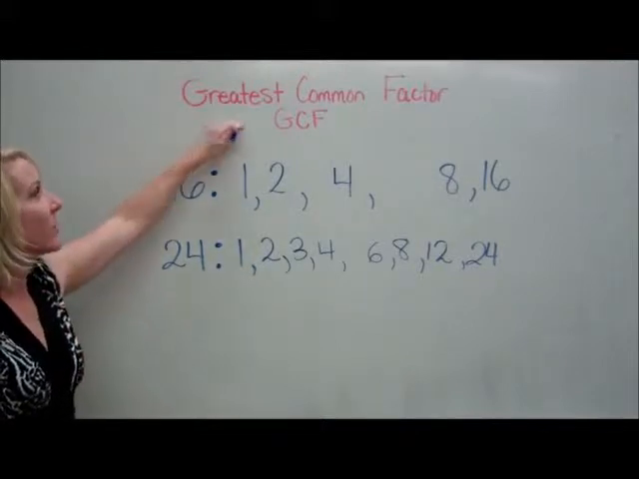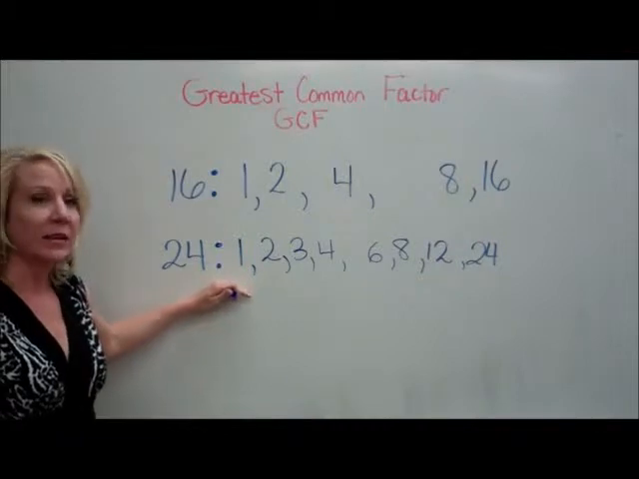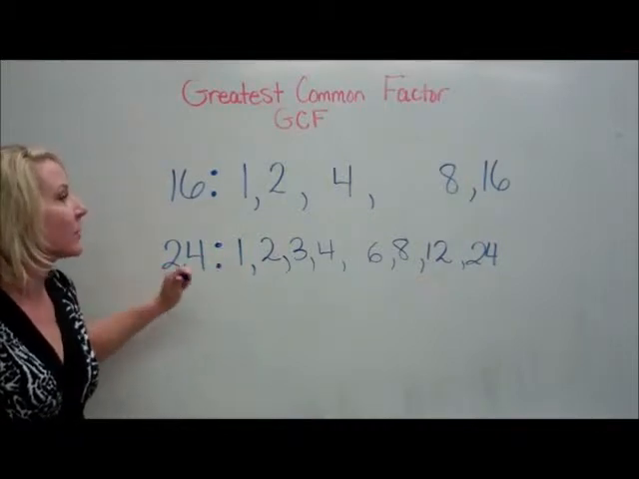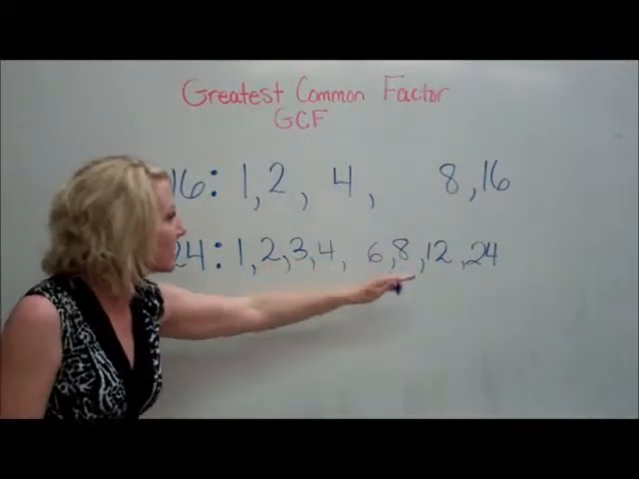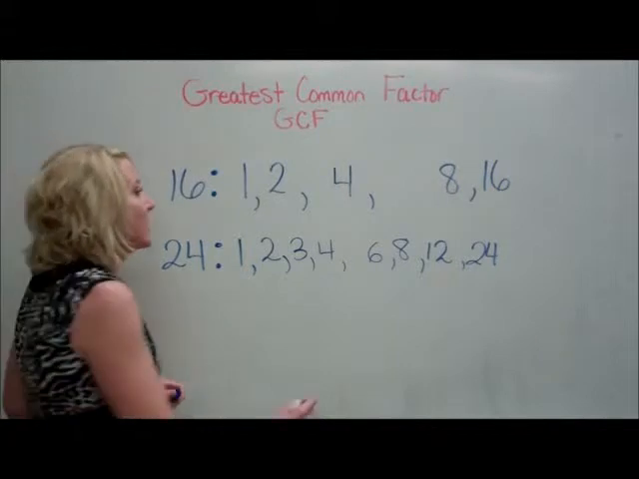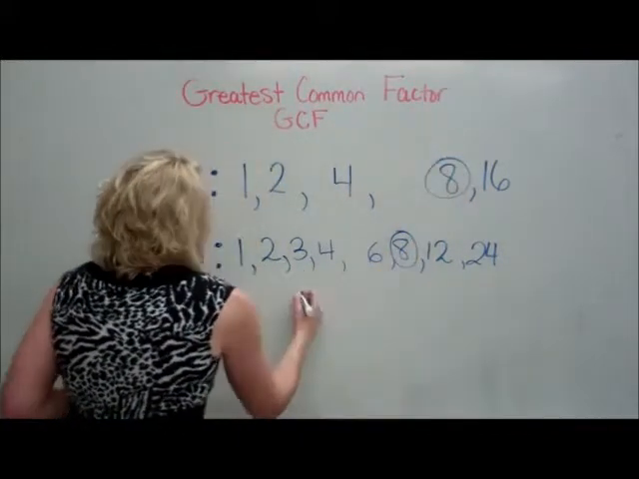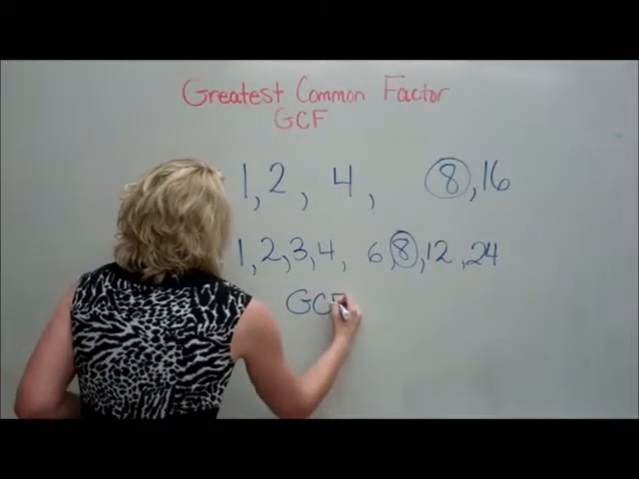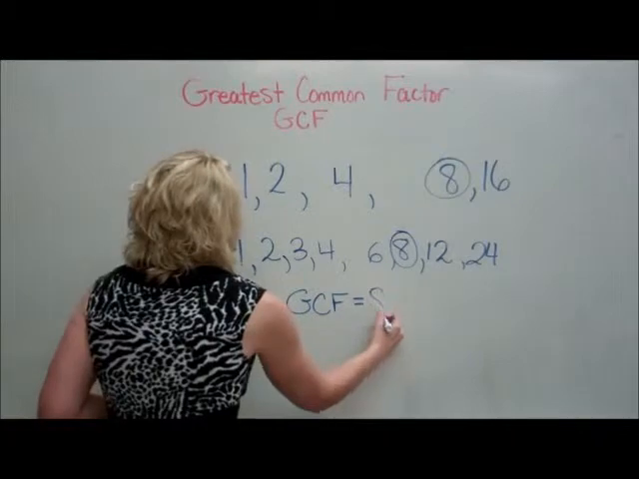The final step to find the greatest common factor is to look at your two lists and find the greatest number, the largest number, that both lists have in common. As you look through the lists, the largest number that they both have in common is 8. I usually have the students circle that number, and then for their final answer, they will put GCF, which means greatest common factor, equals 8.